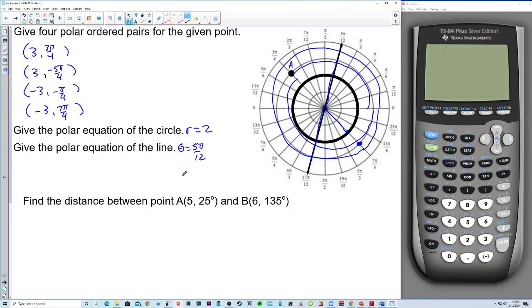But we could also, now you don't have to write both of these, but we could also have theta equals 17 pi over 12. These would be the positive r's. That'd be the negative r's.